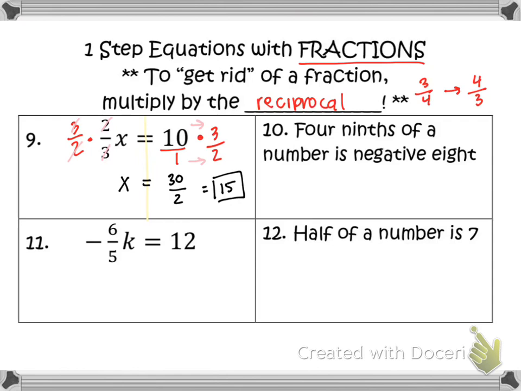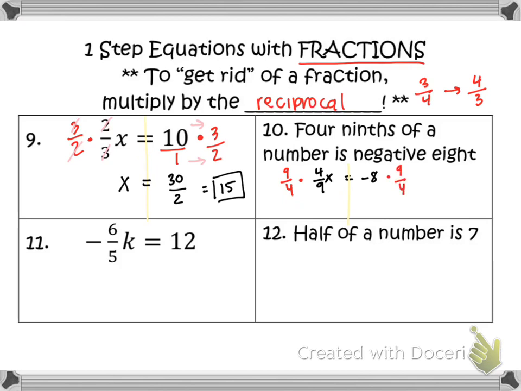So number 10, here's something that we need to translate, and then we can solve. It says 4/9, so I'm going to write 4 over 9. Let me write it smaller, actually. Okay, so 4/9 of a number is -8. So I see a fraction. I'm going to multiply by the reciprocal. The reciprocal is 9 over 4. Whatever you do to one side, do to the other.